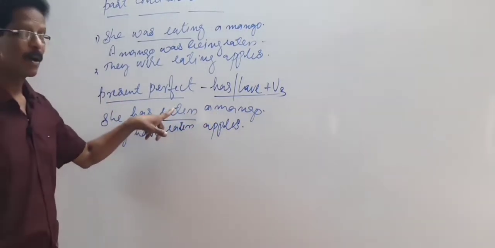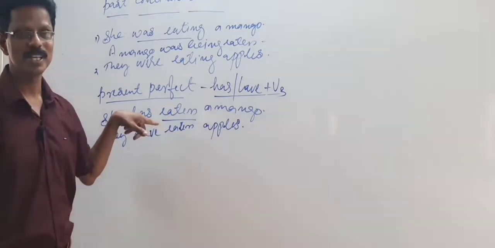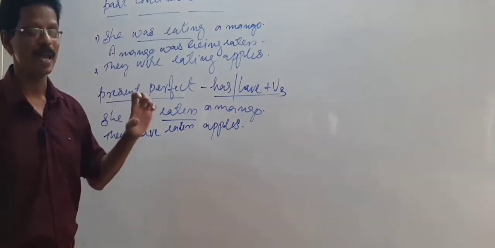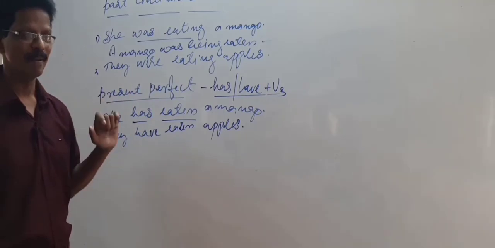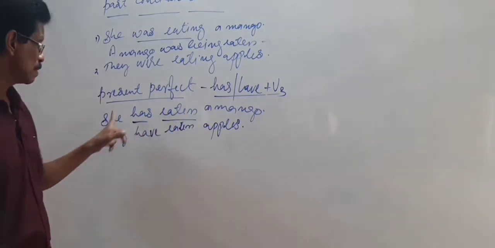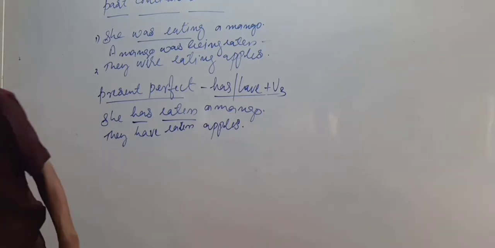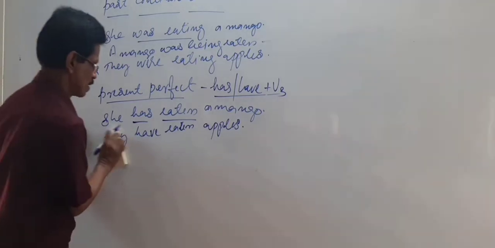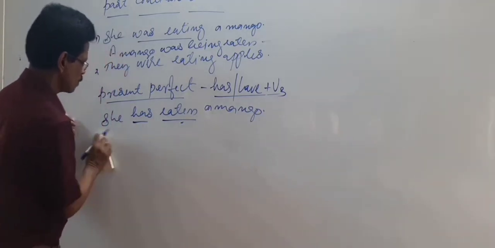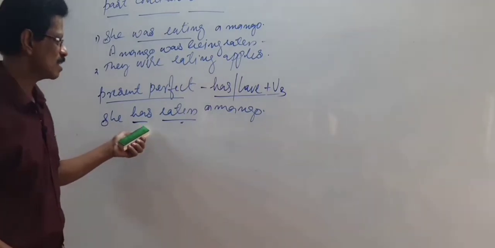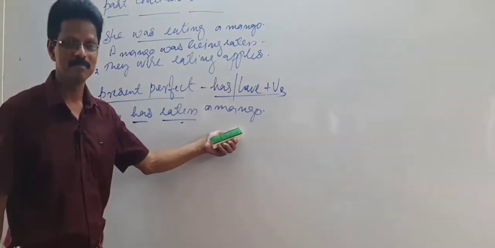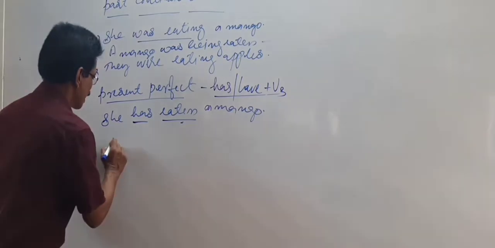Has plus V3 of B. You see? V3 of B. A mango has been eaten by her. So the answer will be, what is that? A mango, what's that? Tell me the answer. Here, she has eaten a mango. So the answer, a mango has been eaten by her.